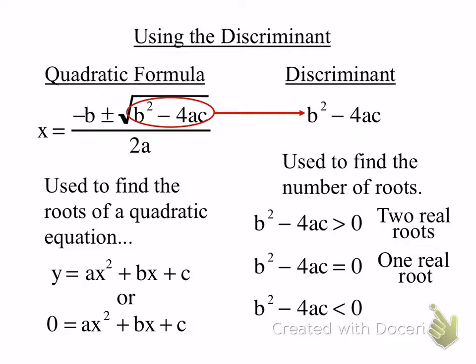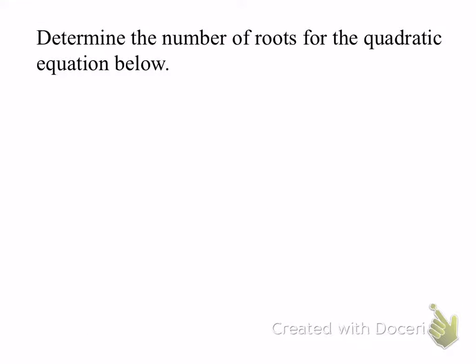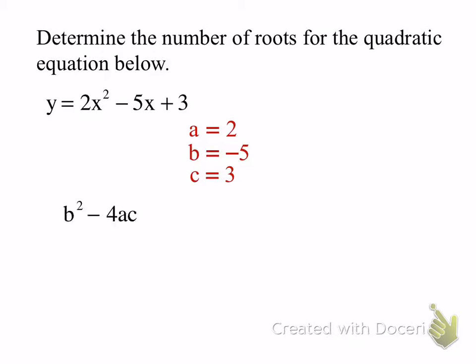Now let me show you how they answer this. Determine the number of roots for the quadratic. They're going to ask number of roots. Does that mean you got to use the whole quadratic formula? No. They didn't ask for what is x. They said how many. So we find our a, our b, our c. We plug it into the discriminant, B squared minus 4ac. How many roots does this mean we have?